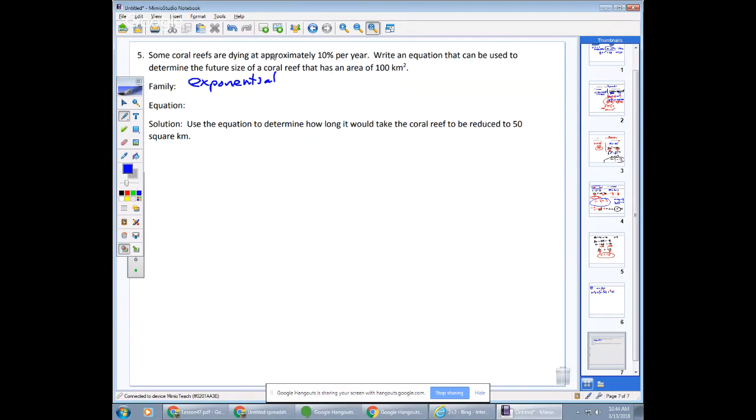My formula was, since we're given the growth rate there, and it's a negative, it's going to be 100% minus 10%. So 90%, or 0.9, is the important thing. So what do you get for the equation? I had y equals 100 times 0.9 to the power of t. Okay, because this is per year. Yeah, so that's right. That's good.